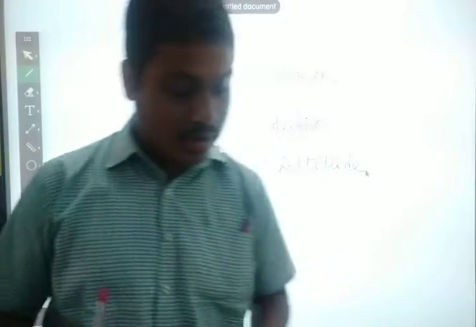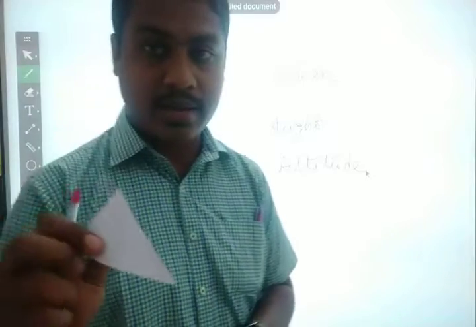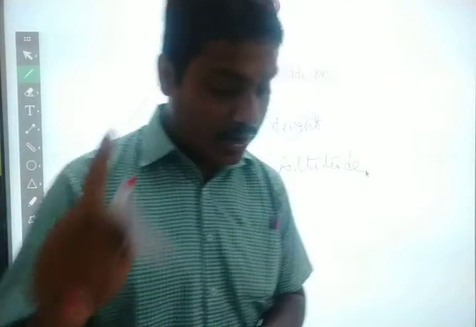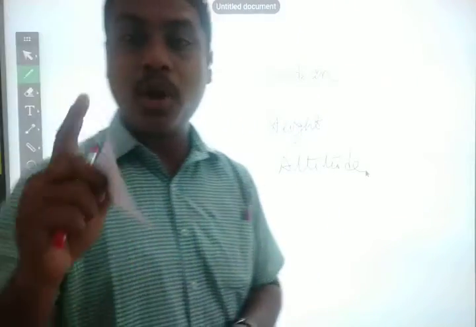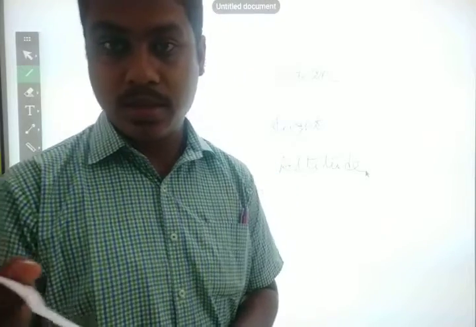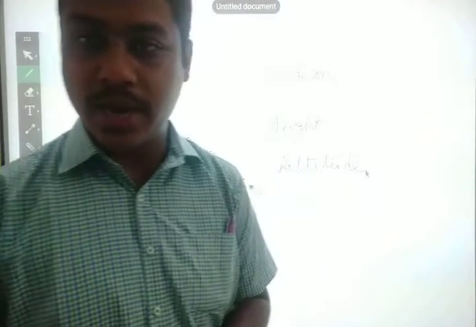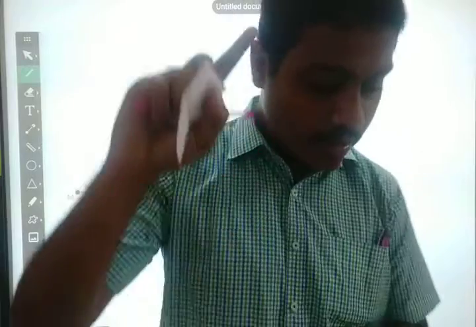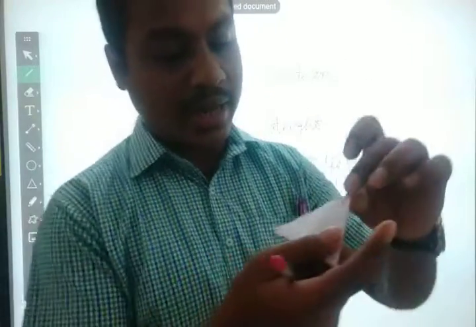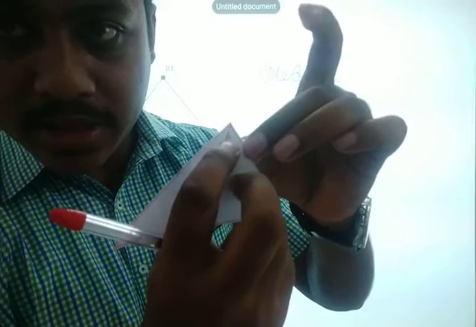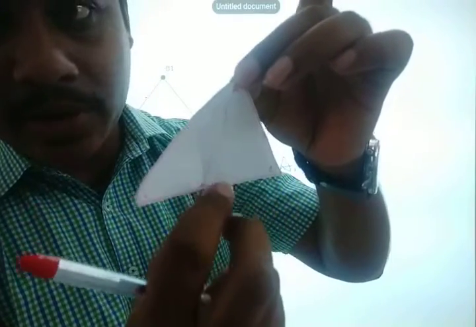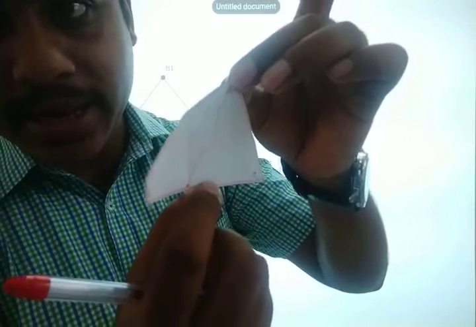So the median of the triangle, if I want to write a definition: a median connects a vertex of a triangle to the midpoint of the opposite side. This is the vertex of the triangle, and it is connecting to the opposite side. The opposite side is BC.